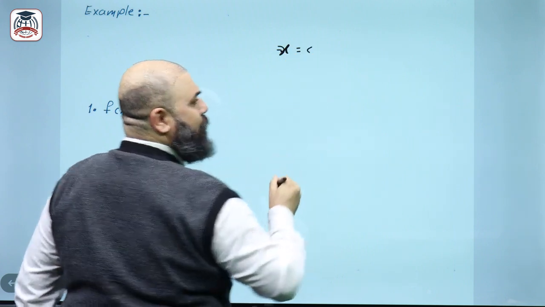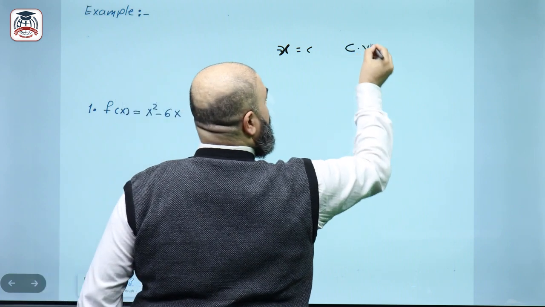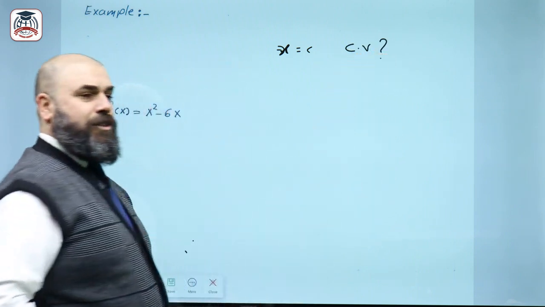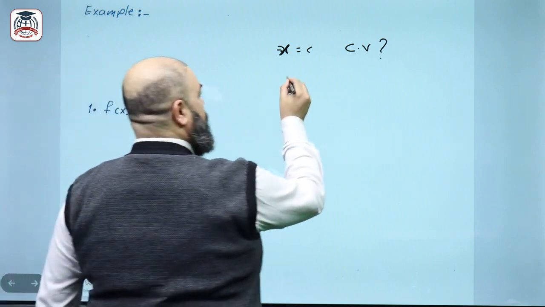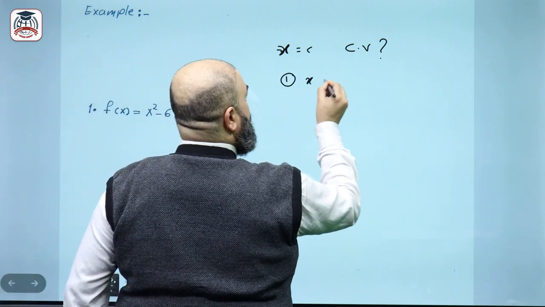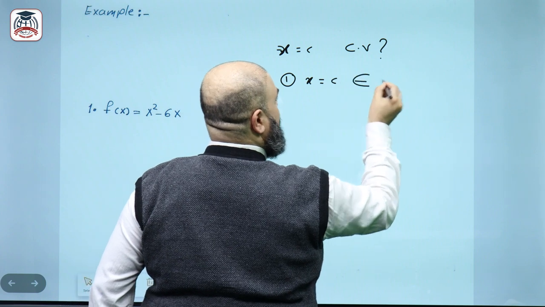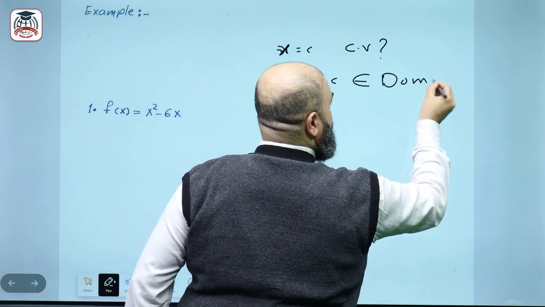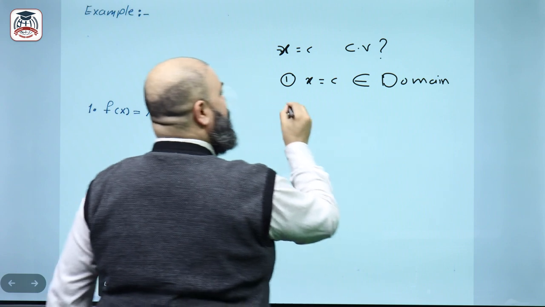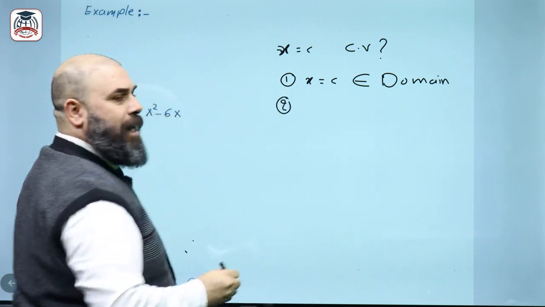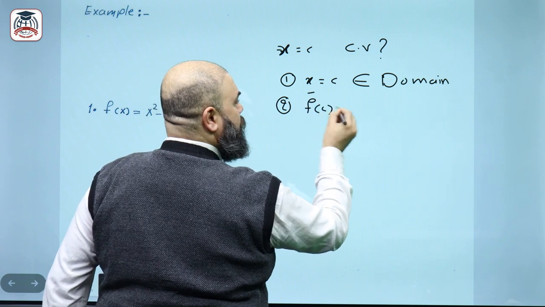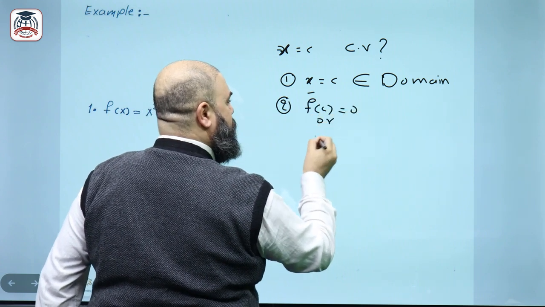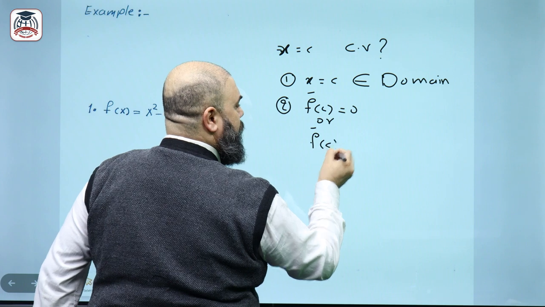X equal to c is a critical value if it satisfies two conditions. The first condition: x equal to c must belong to the domain of the function. The second condition: f prime of c equal to 0 or f prime of c is undefined.